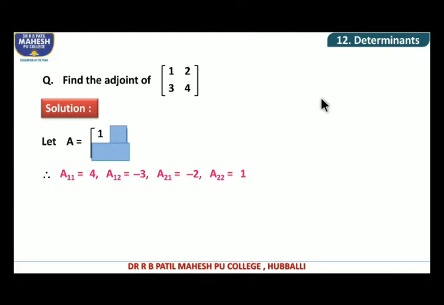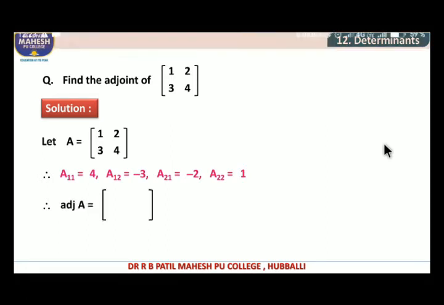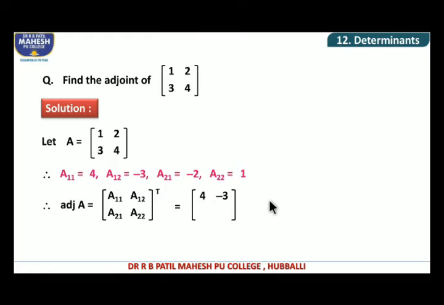So the cofactor matrix, first you have to write here. The cofactor matrix is equal to, and directly we can write the adjoint of A, which means the transpose of that cofactor matrix. Then this will be equal to 4, minus 3, minus 2, 1 transpose of this square matrix. Then we will get the first row becomes the first column and the second row becomes the second column. So this will be the answer for the adjoint of this given matrix.